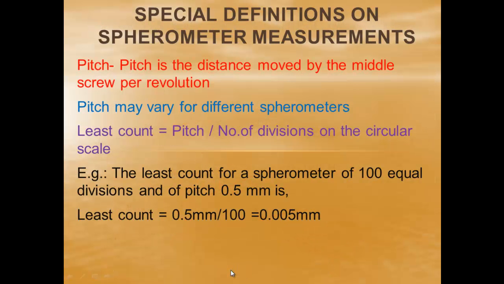Before explaining the measurement that we can take using a spherometer, I need to introduce some special terms. I introduced these terms in my video on the micrometer screw gauge, so they are not new. These two terms, the pitch and the least count, are not new to you. Least count was also used in the video on the vernier caliper, and the pitch I used in the video on the micrometer screw gauge. As a reminder, the pitch is the distance moved by the middle screw per revolution.